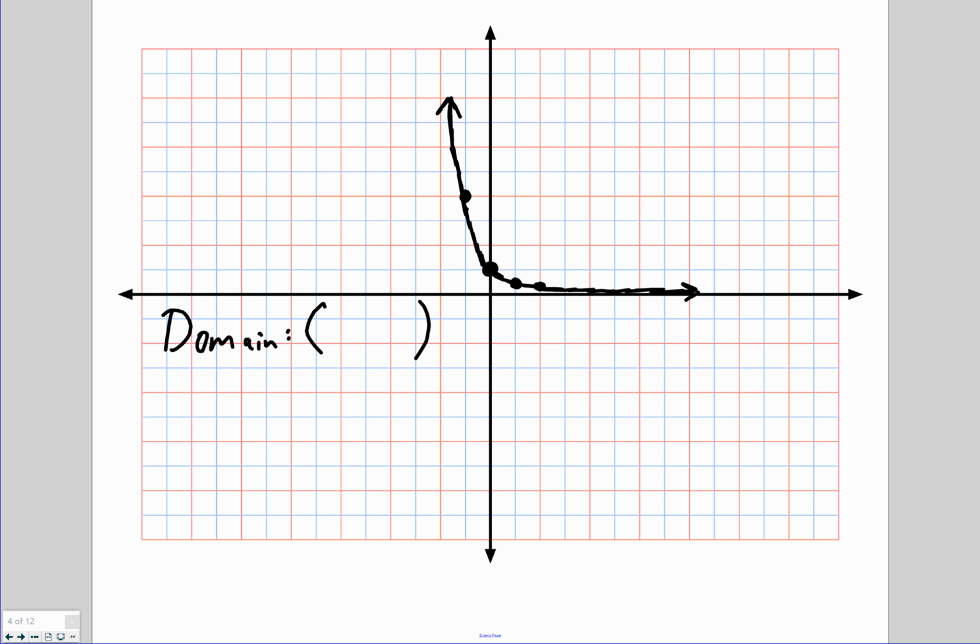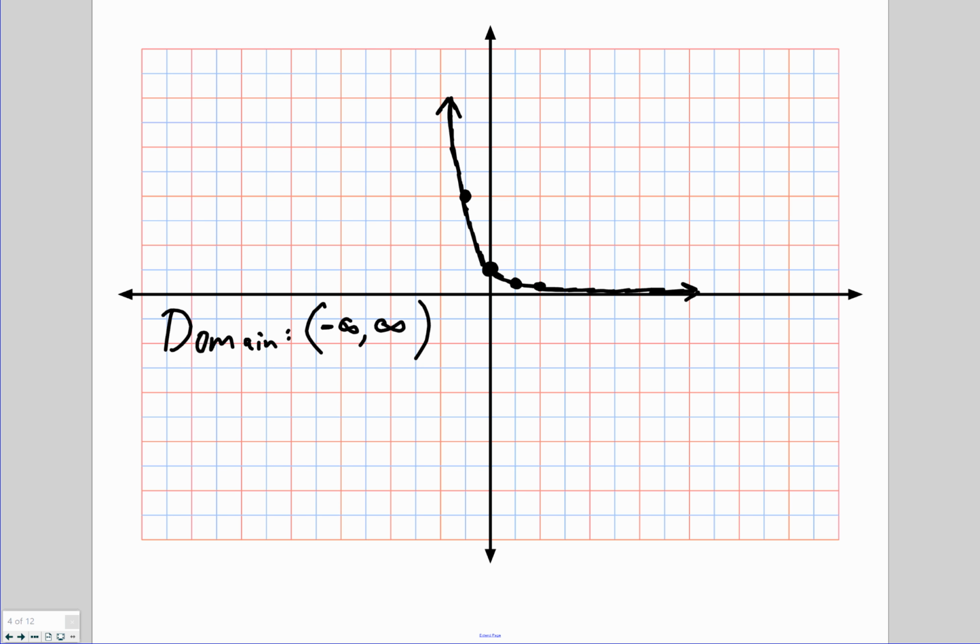What's the domain? What x values can you use for this function? 1, 2, 0, -1, and -2. And what else? Any number would work. So that means I'm going to write negative infinity, comma, positive infinity. This is example 1. Because negative numbers are less than positive numbers.